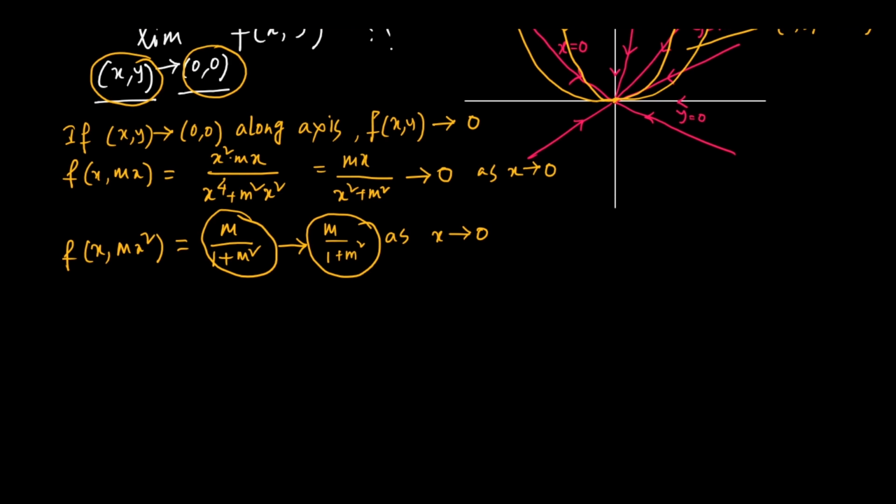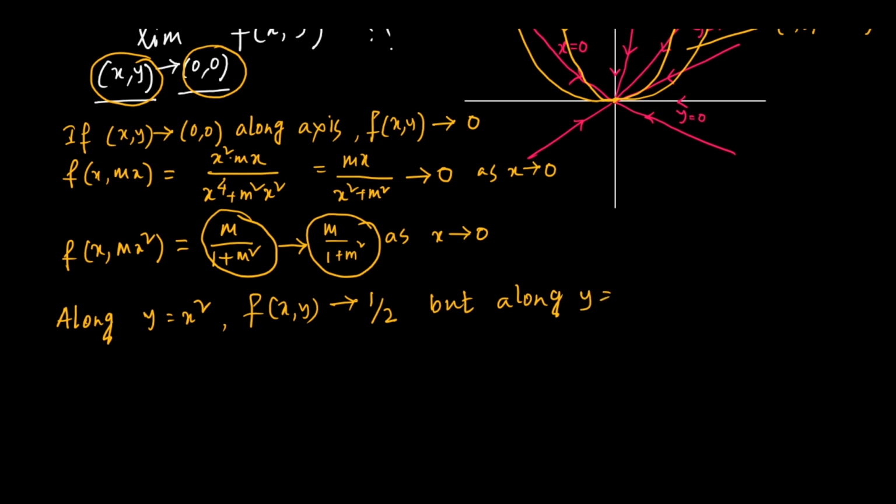For example, if I choose a path y equal to x square, f(x, y) tends to half, but along y equal to say 2x square, f(x, y) approaches 2 by 1 plus 4, which is 2 by 5.